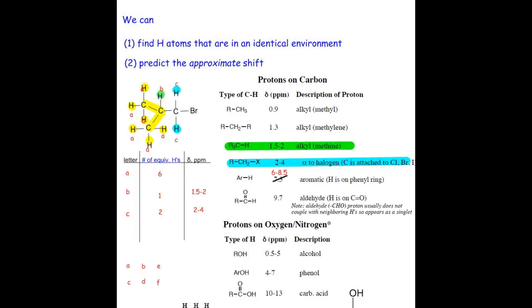And then the ones I colored in yellow are part of a CH3. And that'll be at about 0.9. And that's how this works. We figure out what the equivalent hydrogens are and then figure out where they'll be.